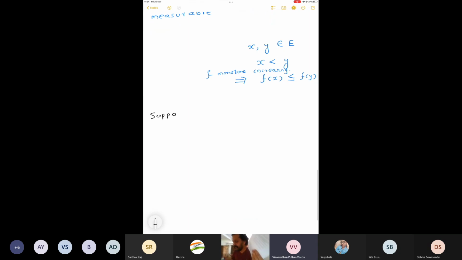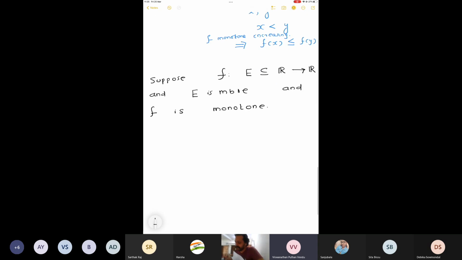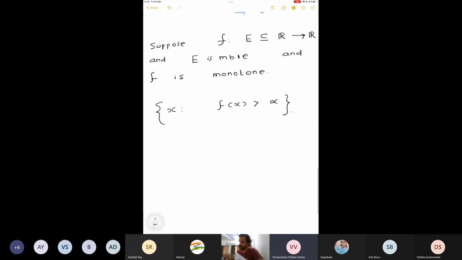Now the question is this. Suppose f from E subset of R to R, and E is measurable, but I don't know whether it is an interval or not. E is measurable and f is monotone. Whether the result still holds or not, this is what we want to see. In this case, what will be the collection of all x such that f of x greater than alpha? This x should be in E.